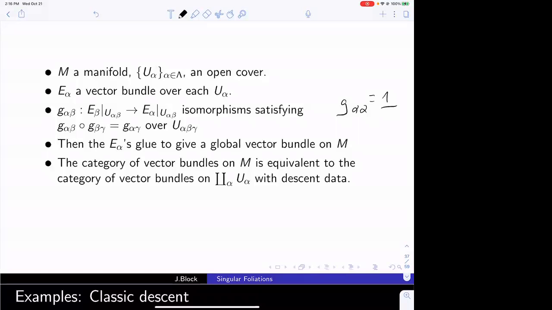Okay, so the category of vector bundles on M is equivalent to the category of vector bundles on the disjoint union of U alphas with descent data. So here, to put it in the context I said before, you have the disjoint union of U alphas, and it maps into M. And the question is, when does an object on this descend to M? This is a classic question that you're familiar with, and the answer is you have cocycles.